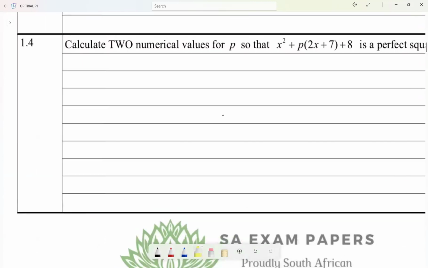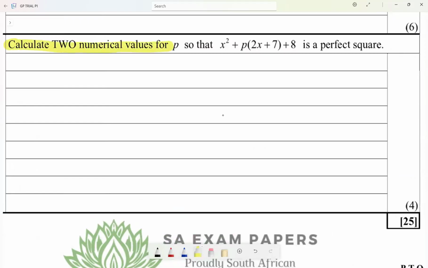Let's move on to 1.4. Calculate two numerical values for p so that this part here is a perfect square. Remember, for a perfect square, the discriminant should be equal to 0. That is the condition for equal roots, basically. Or you can complete the square, but that will be a long process. So let's try to simplify this part a little bit.